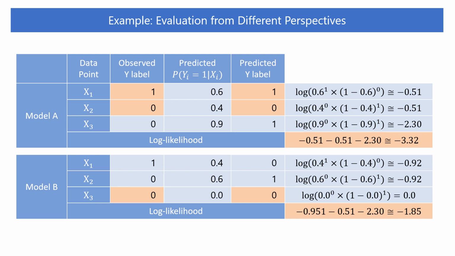Next, let's calculate the log likelihood of each model. The larger the log likelihood value, the better the model. So, model B is better than model A in terms of log likelihood. The reason for this difference may be that model A reflects the data to a lesser extent than model B because the predicted probability of the third observation deviates significantly from the observed value.